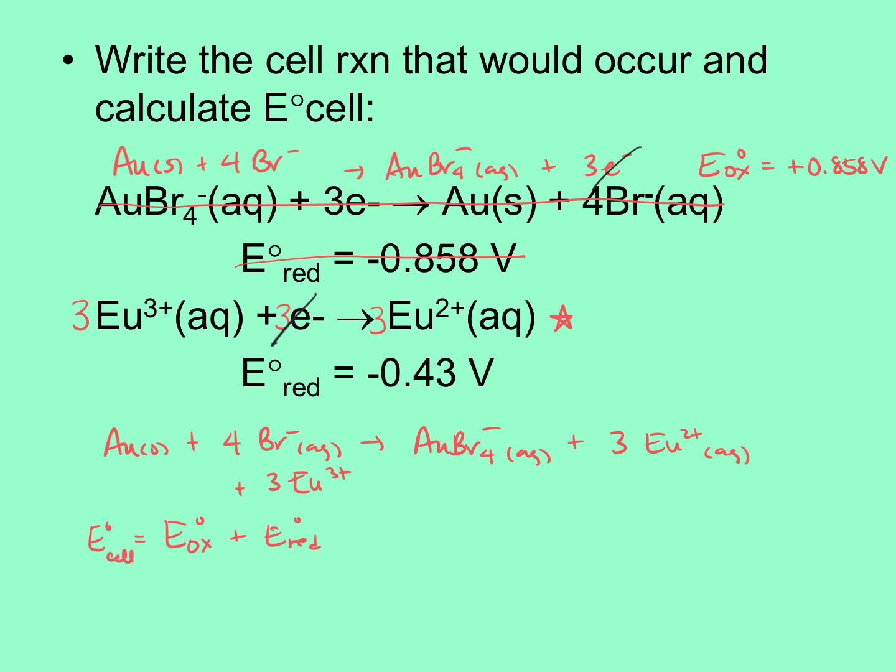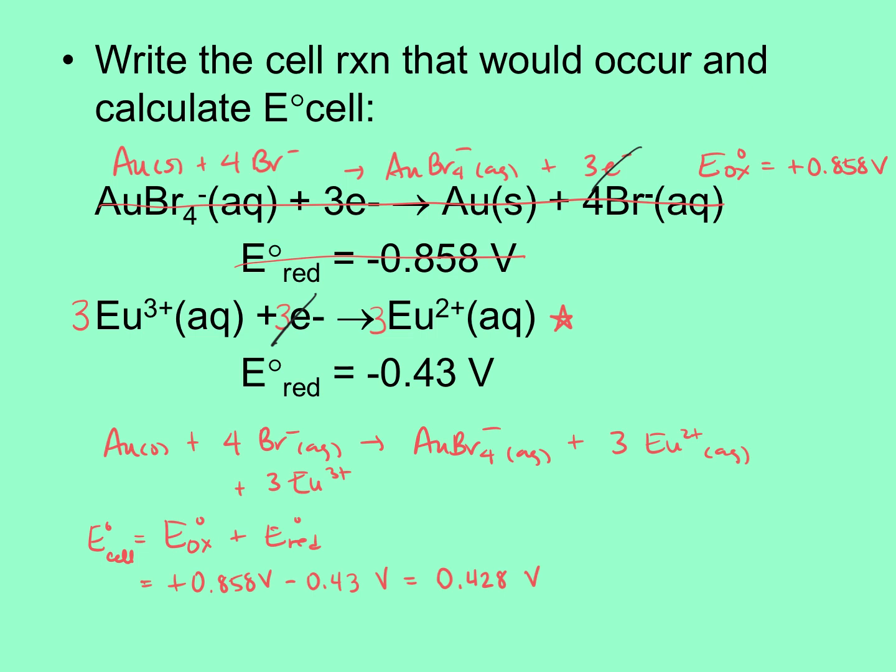We're going to take the positive 0.858 volts minus 0.43 volts, and that's going to give you 0.428 volts, the electromotive force for that particular cell. We're going to talk in a moment about what the sign of the electromotive force tells you, but this is how you would write the reaction that would occur for a thermodynamically favorable cell.